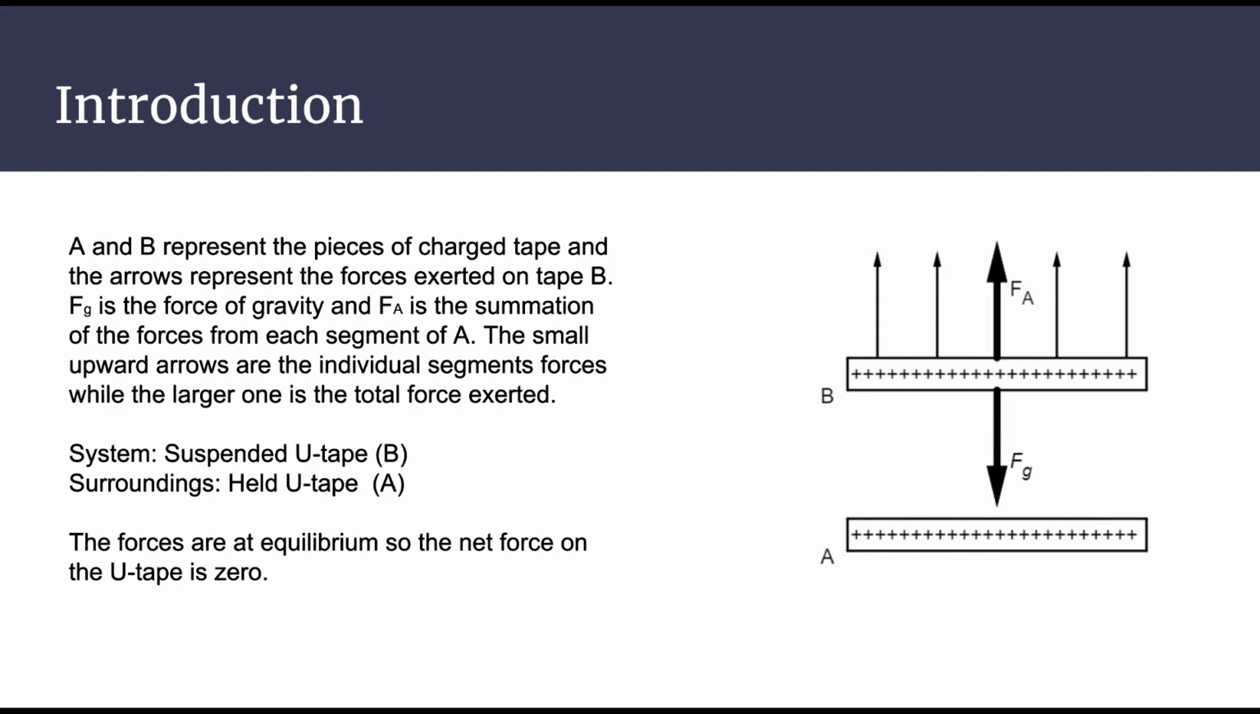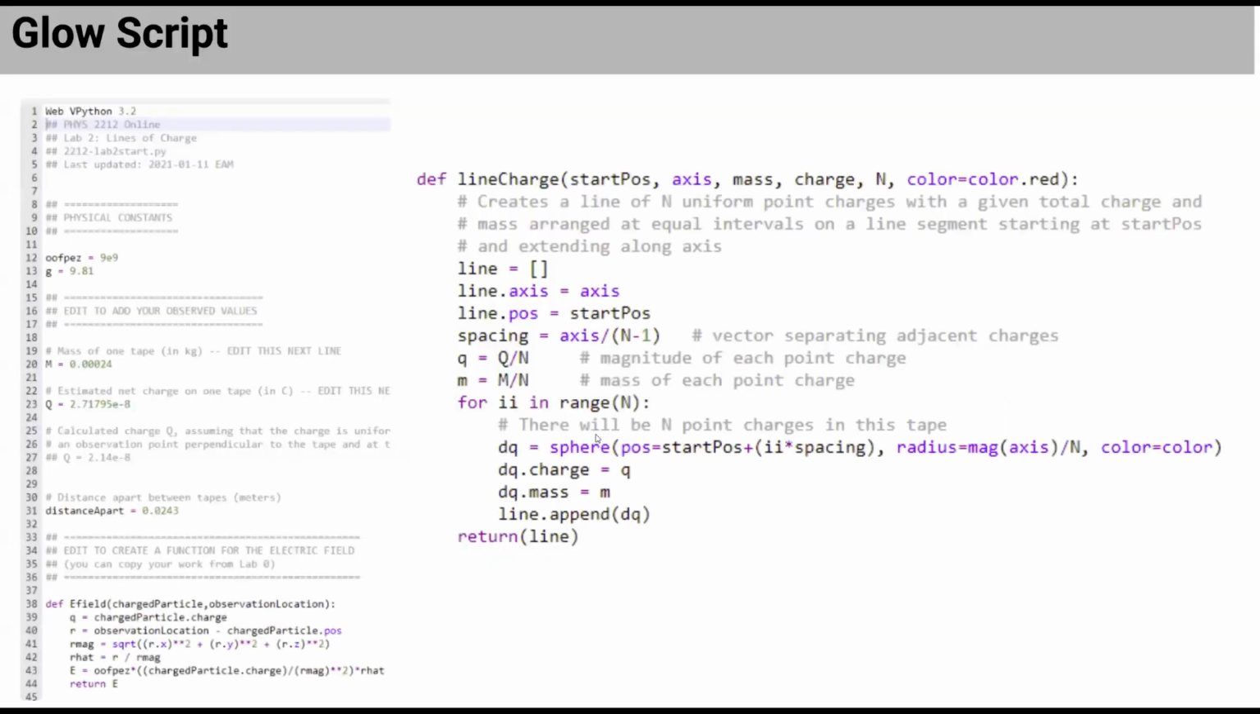The system is the suspended U tape B, and the surroundings are the held U tape A. The forces are at net equilibrium, so the net force on the U tape is 0. This is the code.